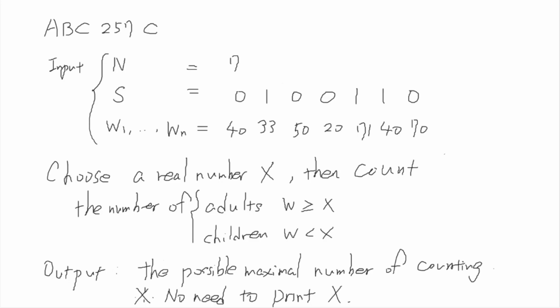The input is N, S, and W i's. N is the number of people. S is a 01 string, meaning each person is an adult or child. For example, the first 0 means the first person is a child. The next one means the second person is an adult, and so on.